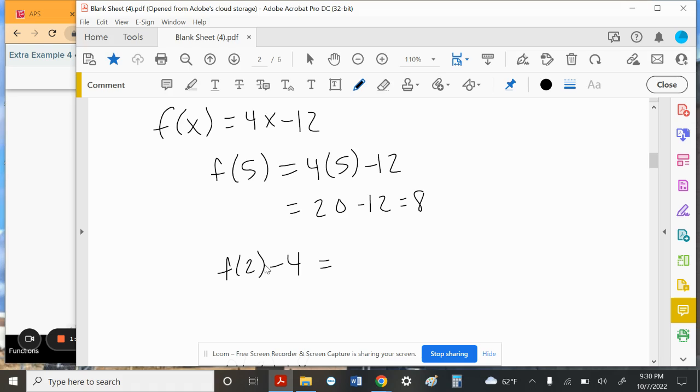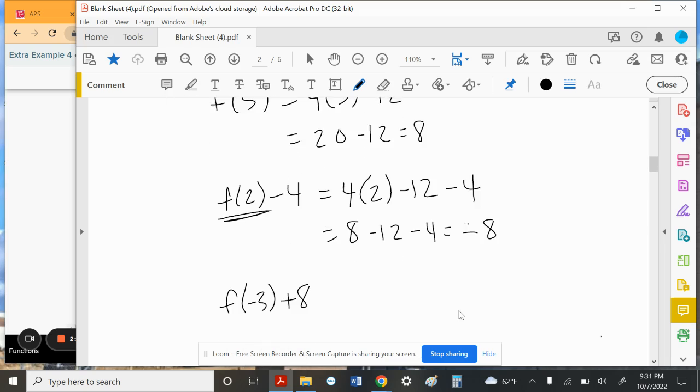Now notice we're only plugging in a 2 for the x. This is outside the function. So we're first going to plug that in. So we're going to say 4 times 2 minus 12, which is this part, then another minus 4. So that's going to be 8 minus 12 minus 4, which equals negative 8. And the reason why it's negative 8, I have a negative 4 when I subtract those two, and then negative 4 minus 4 is negative 8.